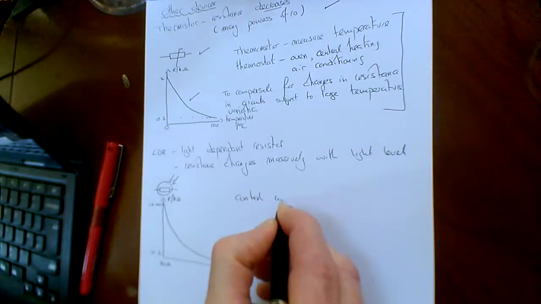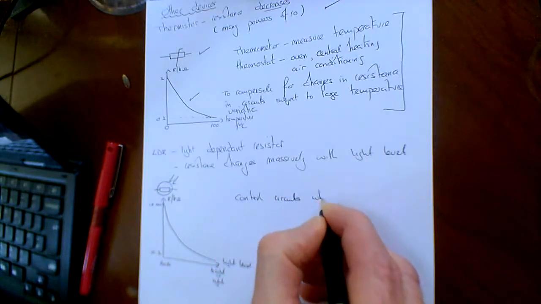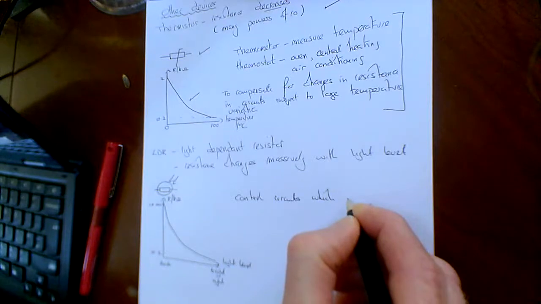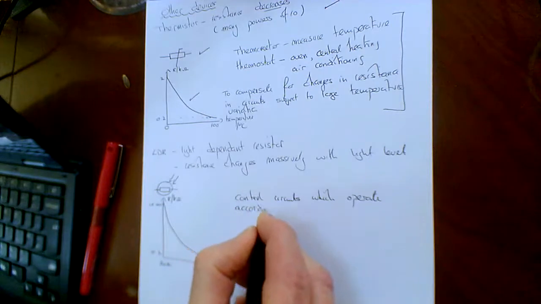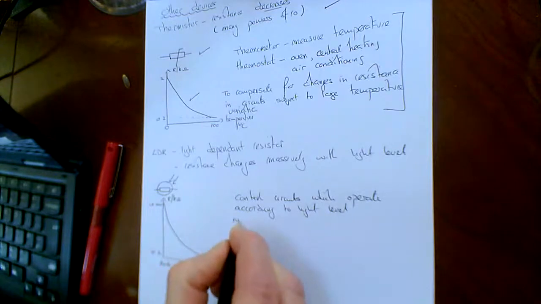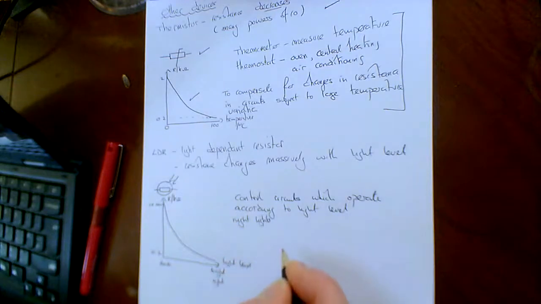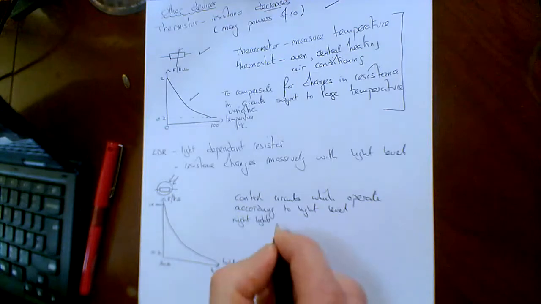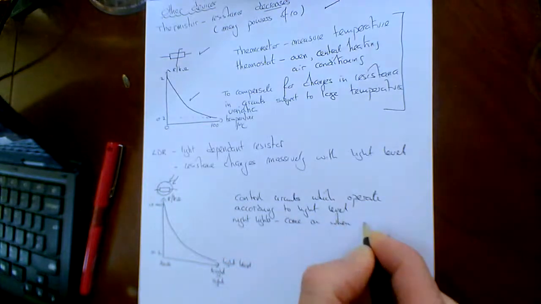Control circuits which operate according to light level. So, nightlights, for example. You might have had one of these when you were small. So when it gets dark, the light comes on so that it doesn't actually get dark in your room, lest you be scared of the dark. So they come on when it's dark.